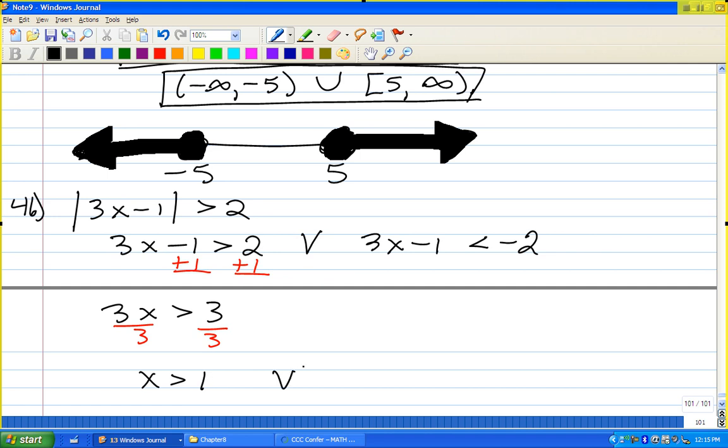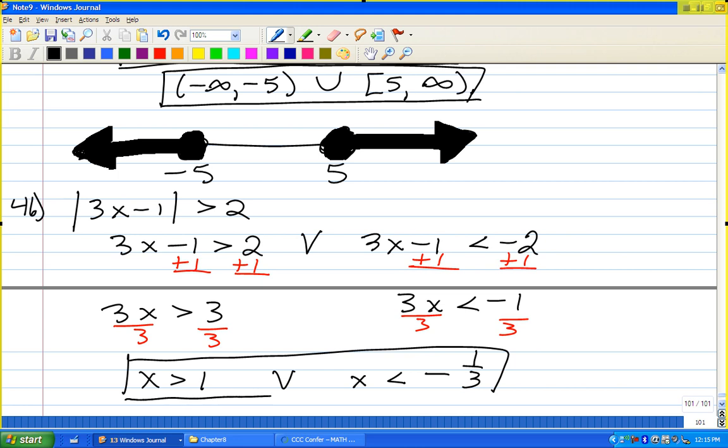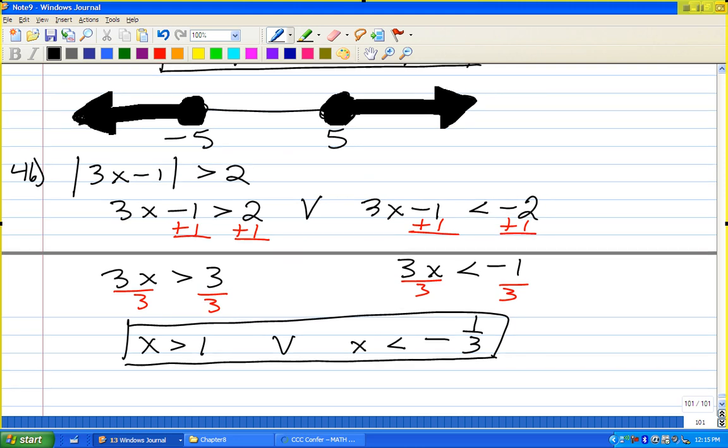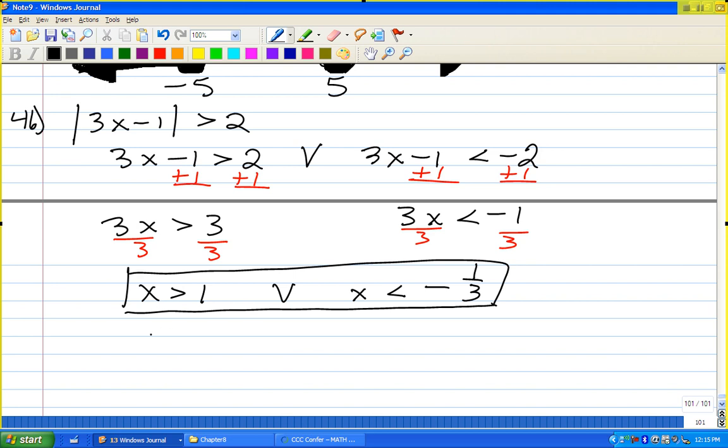Or, let's do the other one. Add 1 to both sides of my inequality. 3x is less than negative 1. Divide by 3. x is less than negative 1/3. And so I have the union of these two open sets, from negative infinity to negative 1/3, and from 1 to infinity.